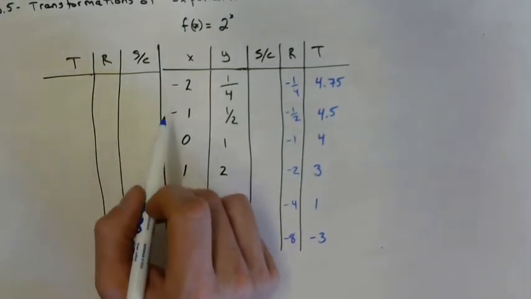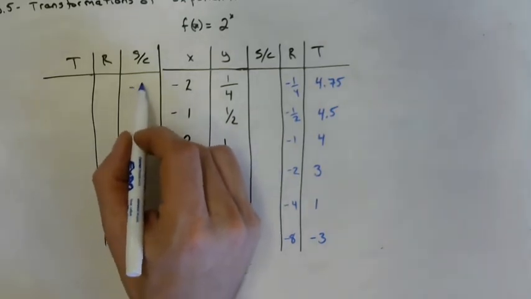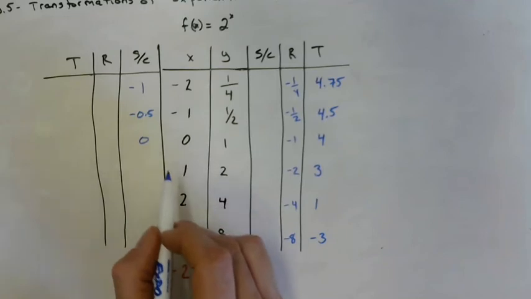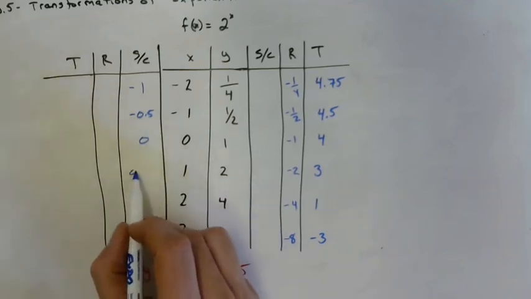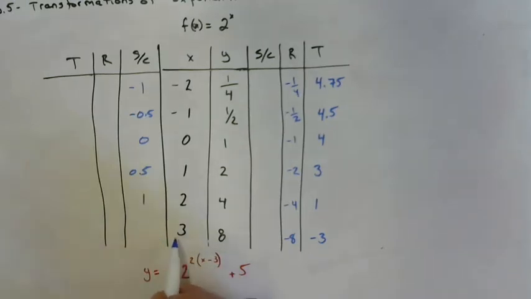And now we can talk about what's happening to the x's. They have a horizontal compression by a factor of 1/2, so they're going to get cut in half. Instead of negative 2, we have negative 1. Instead of negative 1, we have negative 0.5. 0 is not going to change. Instead of 1, we have 0.5. Then 2 turns into 1, and 3 turns into 1.5. We're doing pretty good so far.